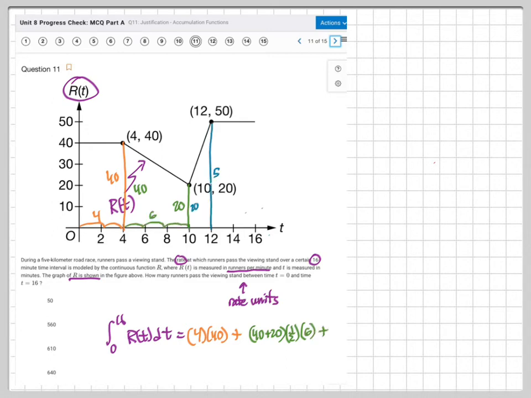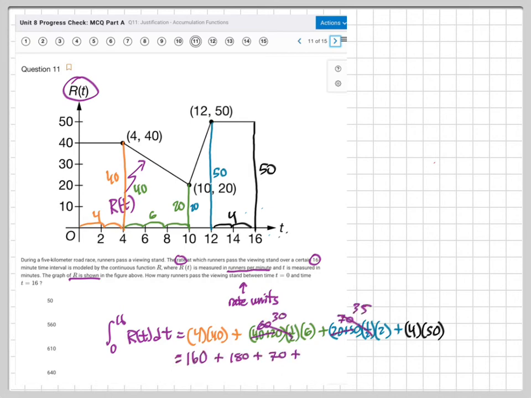Then I see another trapezoid, a really thin one, with 2 bases, 20 and 50. So I add those together, multiply them by 1/2, and then multiply them by the height, which is 2. And then the last shape right here is a rectangle. We have 4 times 50. And now we just got to do some arithmetic. All right, so we multiply those things, and booyah. Okay, now I want to explain what I'm doing here because I'm kind of weird.